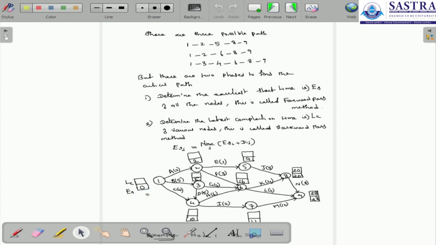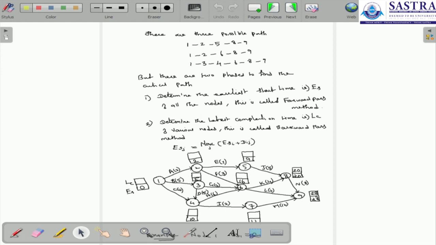So here there is 0 and 2, and here it is the third activity and the fourth activity we have, and then the fifth activity and the sixth activity, the sixth node. There is a first node, second node, third node, fourth node, fifth node, sixth node, seventh node, the eighth node and the ninth node.